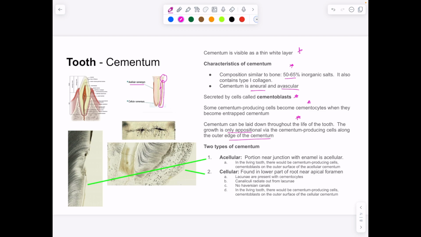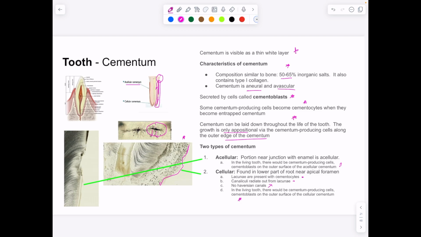So we have our cells here, and they can get trapped and become cementocytes. You have these cells on the outer surface in both the acellular region and the cellular region. In the cellular region, which we can see here, you have lacunae present, and canaliculi radiate from the lacunae, which you can see here. There are no Haversian canals, and in a living tooth, the cementoblasts would be on the surface here, but we don't see them because this is a slide.